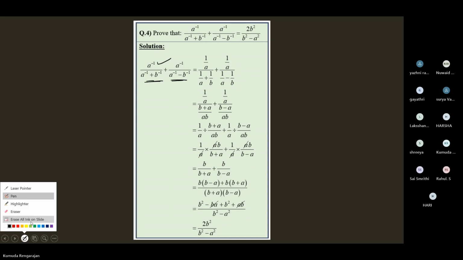So a to the power minus 1 is 1 by a. This is 1 by a plus 1 by b, 1 by a minus 1 by b. Yeah, so this is actually simple. You can help yourself.